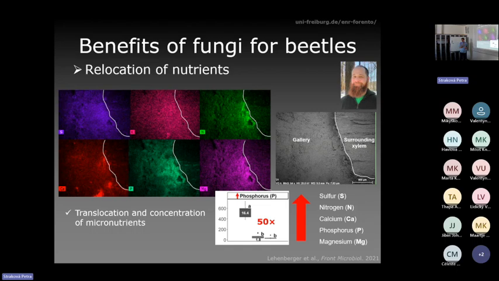And that's actually, if you remember the values before, the beetle needs to concentrate the nitrogen 50 times and phosphorus 50 times. It's the same number. So when the beetle is just feeding on the fungus, it's about the same concentration of nutrient it needs for building its body. So apparently these Ambrosia fungi are also translocating the nutrients towards the nest.